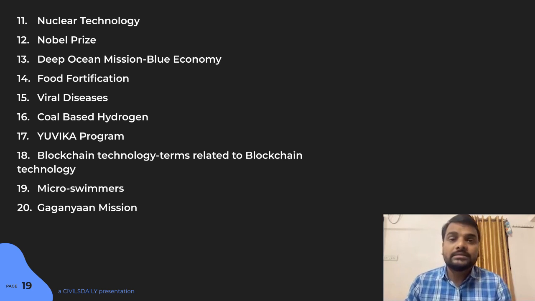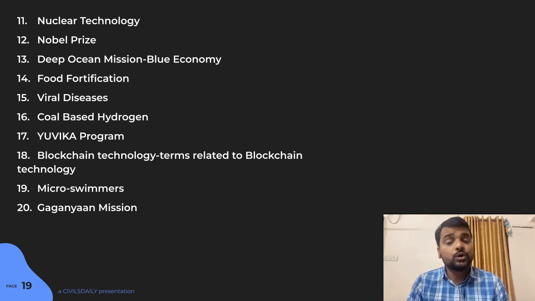Then viral diseases. All around, research is going on. India has set up centers to study those viral diseases, especially those spreading from animals or vector-borne. Then coal-based hydrogen. Hydrogen technology is gaining traction because India wants to shift to a hydrogen economy. So you have three sources: coal-based, renewable sources, or other sources. We have an abundance of coal, and much of the coal is unmineable, so that can be used to gain hydrogen.